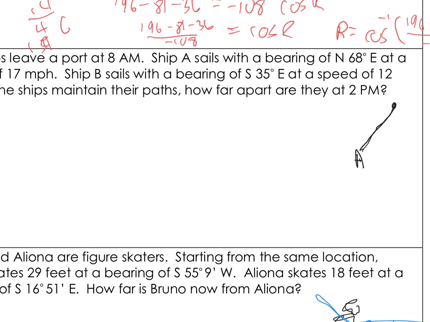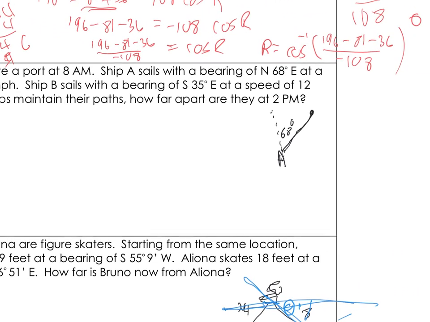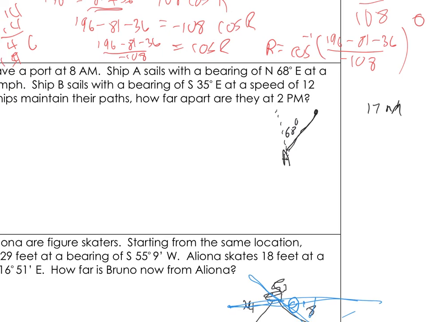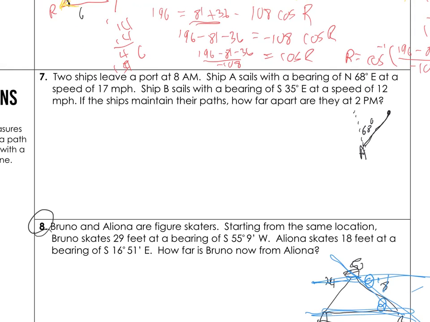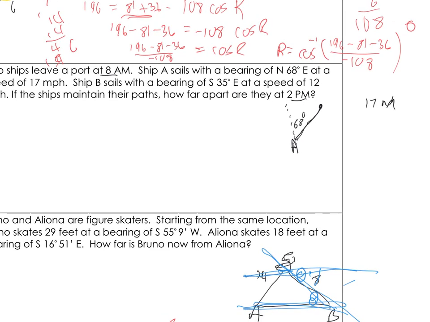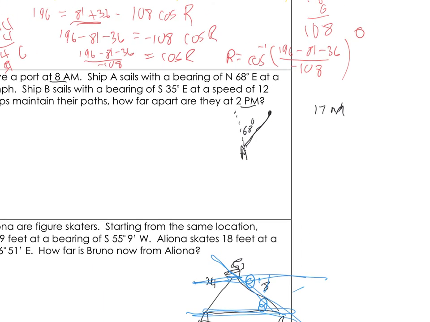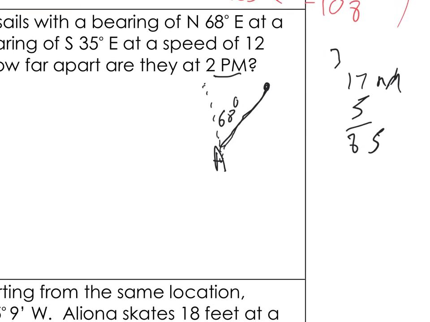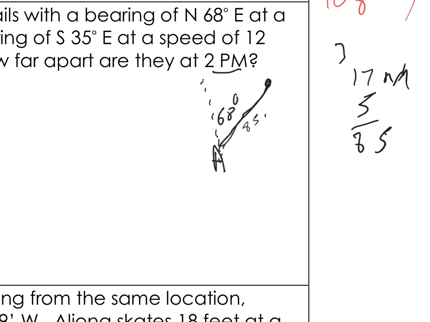And see, how far did I go? Well, he said it was northeast 68 degrees. So what that means is, as you head north, this angle here is 68 degrees. And he's traveling at a speed of 17 miles per hour. If I'm doing 17 miles per hour and it says I left at 8 a.m. and I'm going to go all the way to 2 p.m., how many hours is that? It's going to be 8 a.m., 9, 10, 11, 12, 1, 2, 5 hours. So the distance that this boat made was 17 times 5. That's 85 miles. So I can label this side right now as 85. I think I'm accurate.